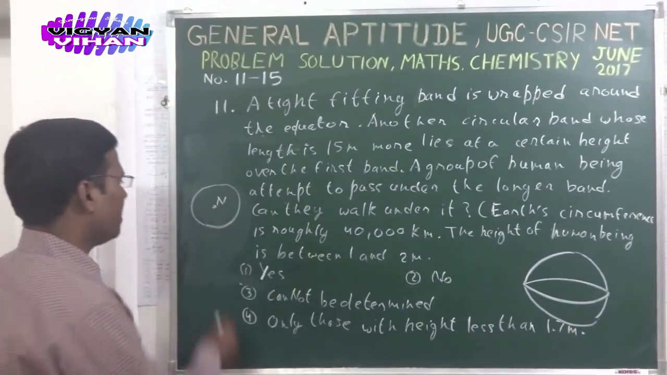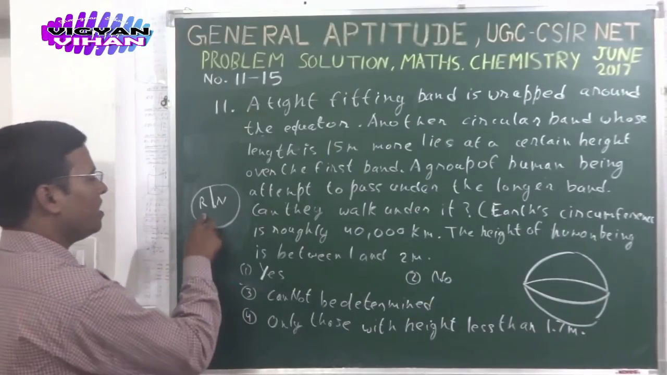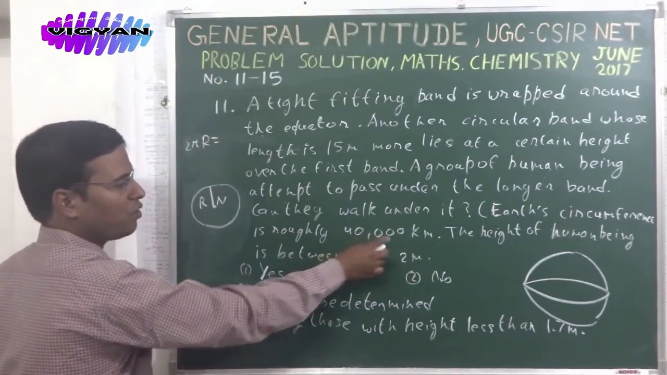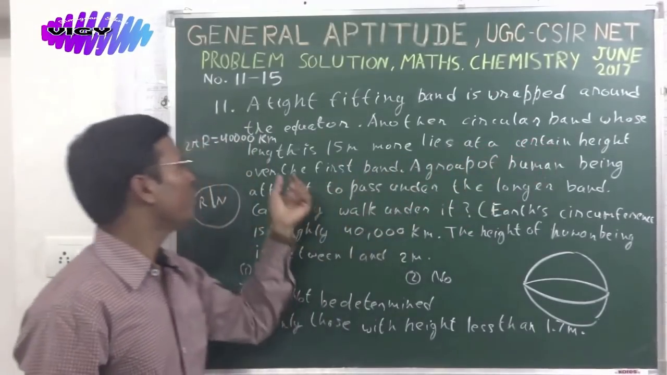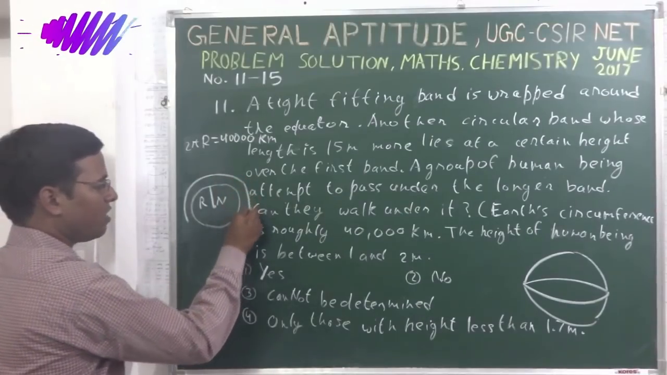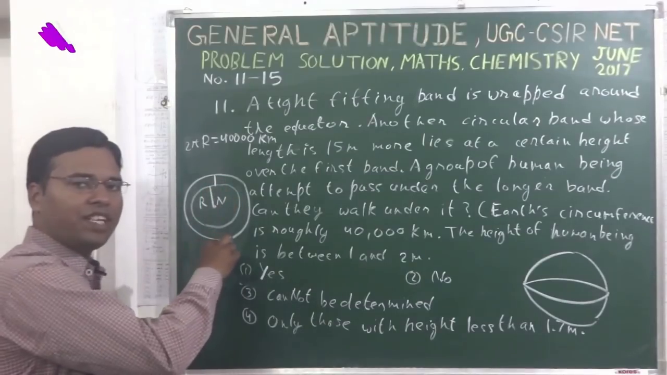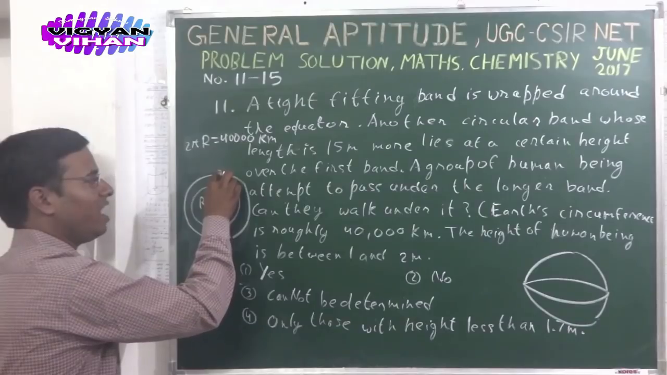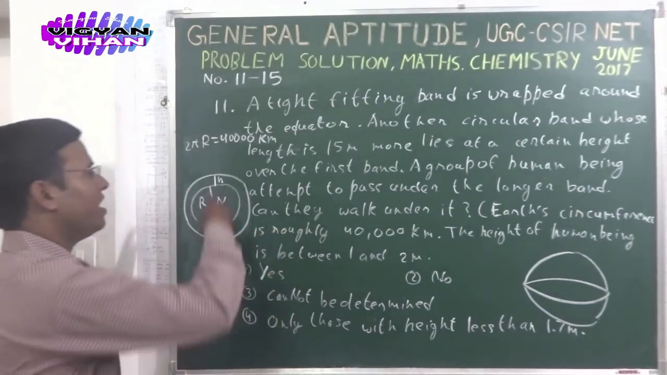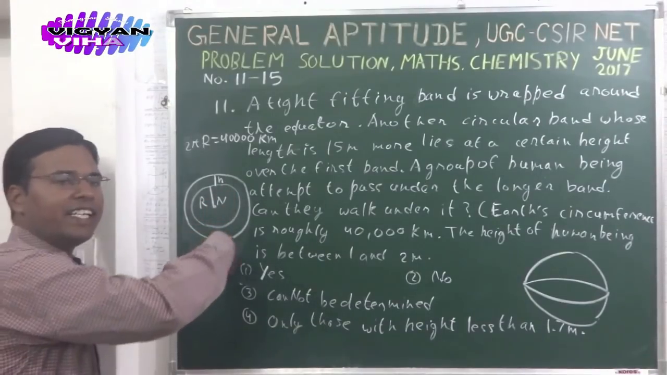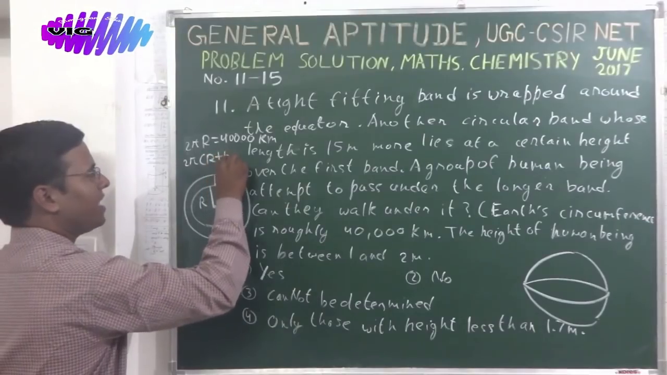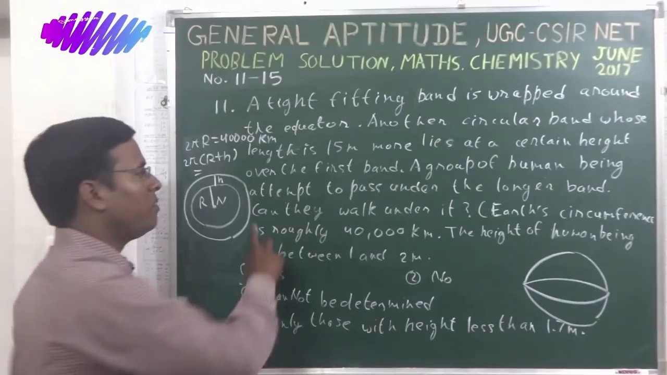This is a circular ring, and its radius, if it is capital R, then the circumference of the Earth's equator is 2 pi capital R, which is nearly equal to 40,000 kilometers. Another circular band whose length is 15 meter more lies at certain height. If another band has its circumference 15 meter more, then if the normal distance between the Earth's equator and the above band is small h, then the height of the man which can pass under the upper band will be small h. The radius of the outer band would be capital R plus h. In that condition, 2 pi (capital R plus h) would be equal to 40,000 kilometer plus 15 meter.